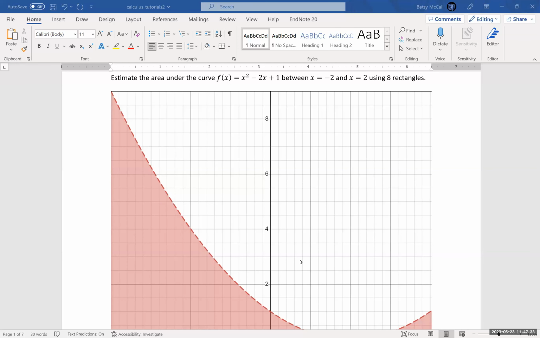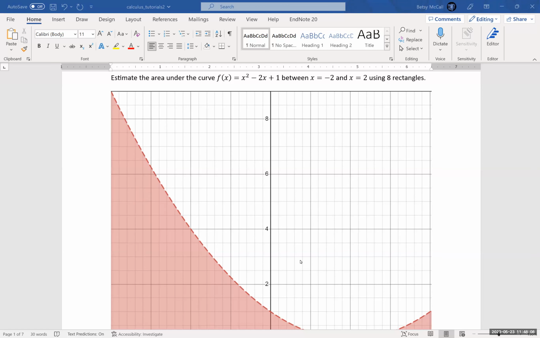Great. So what we're going to talk about today is estimating the area under a curve using Riemann sums and a fixed number of rectangles. The example that we're going to do is for the function x squared minus 2x plus 1, and we're going to find the area under the curve between x equals -2 and x equals +2 using 8 rectangles. Now, I chose 8 for this particular example so that the numbers come out nice and we don't have weird, crazy fractions.